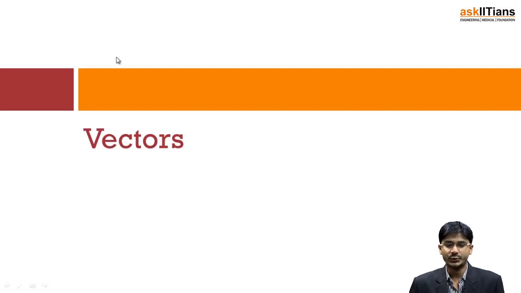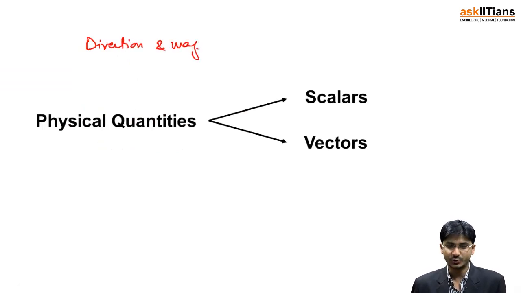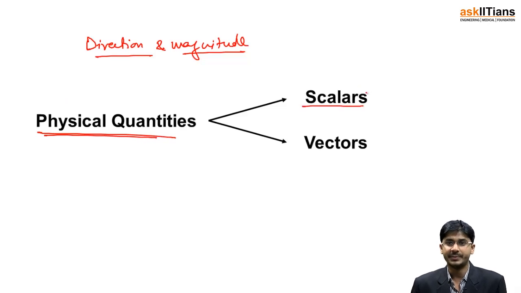Now we will move to the new topic called vectors. Now what are vectors? We know that vectors are physical quantities that have direction and magnitude. This we know from our primary classes. This is the definition of vectors.